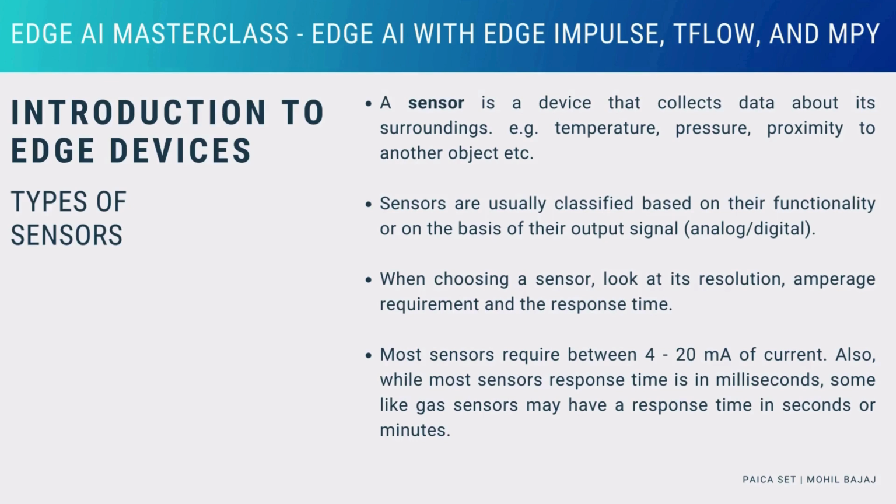In conclusion, understanding the types of sensors and their key selection criteria such as resolution, amperage requirement, and response time is fundamental in designing systems for edge AI applications. Knowing this will ensure that the right sensor is chosen for the right application, balancing performance, efficiency, and cost. In the next few videos, we will explore different sensors, their working, and their application use cases in the real world. See you there.